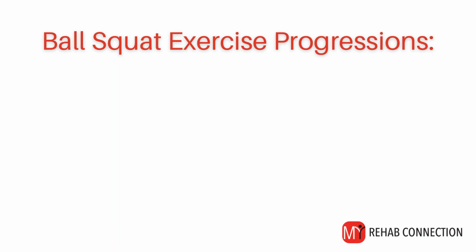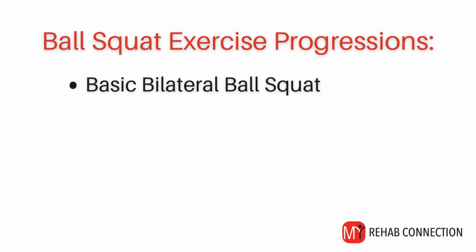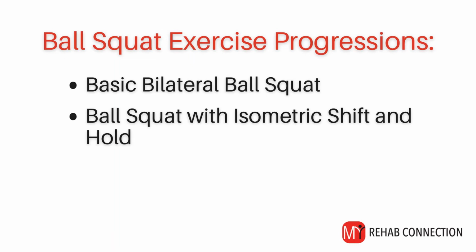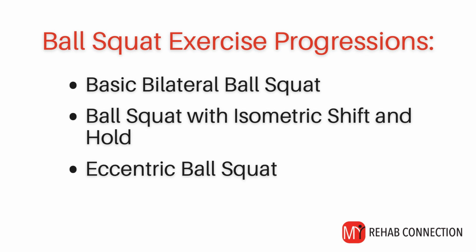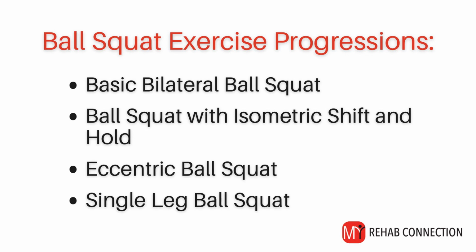So with that said, let's move on to the exercises themselves. The four progressions we're going to cover are the basic bilateral ball squat, the ball squat with isometric shift, eccentric ball squat, and finally the single leg ball squat.